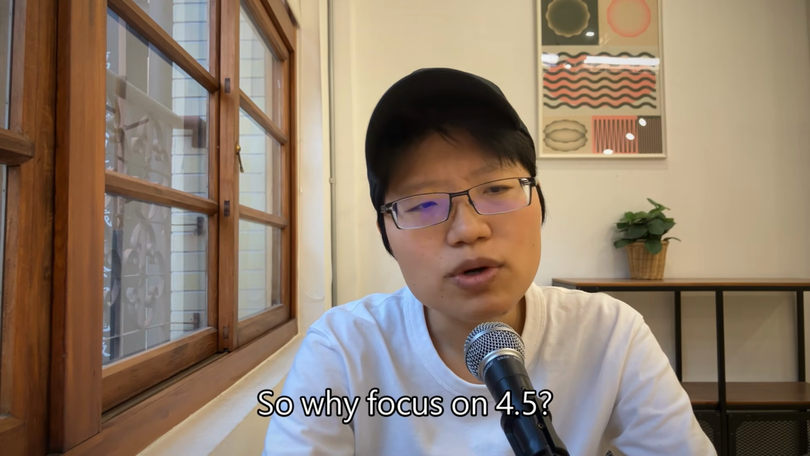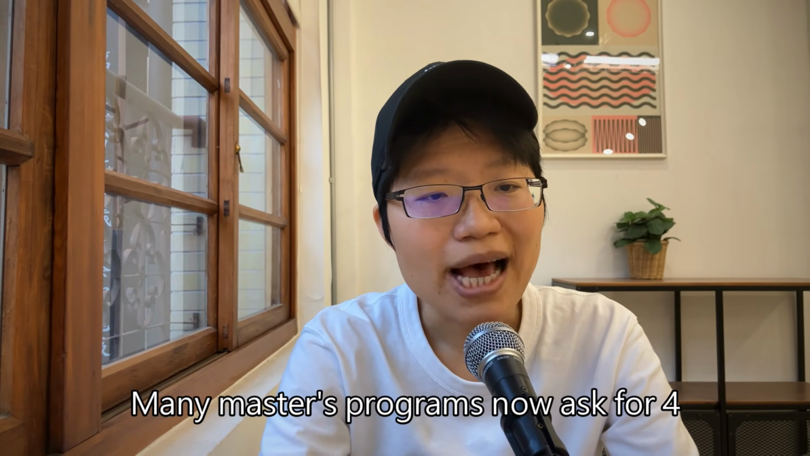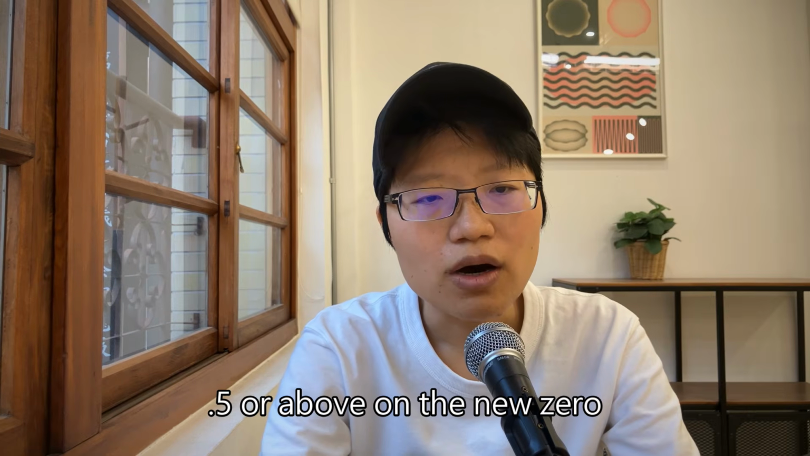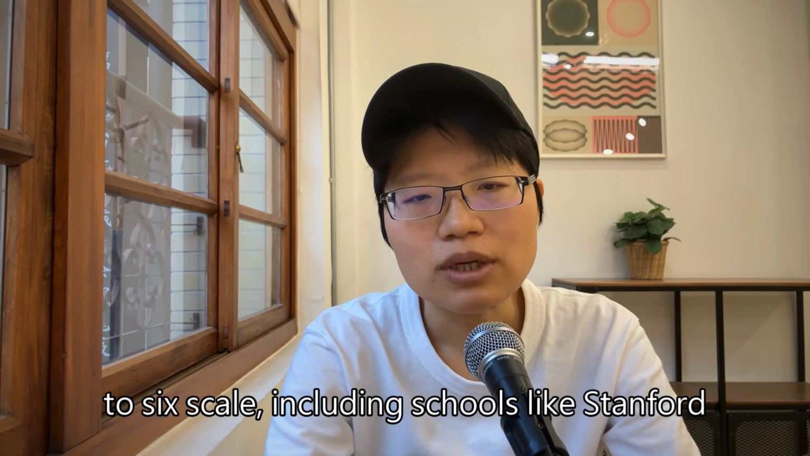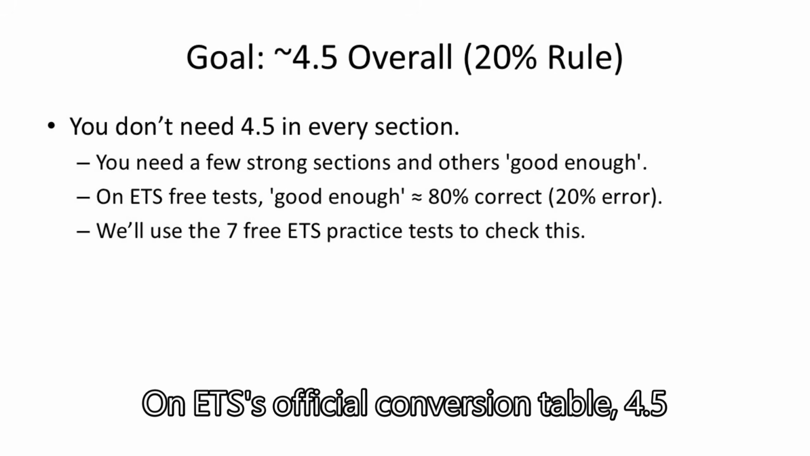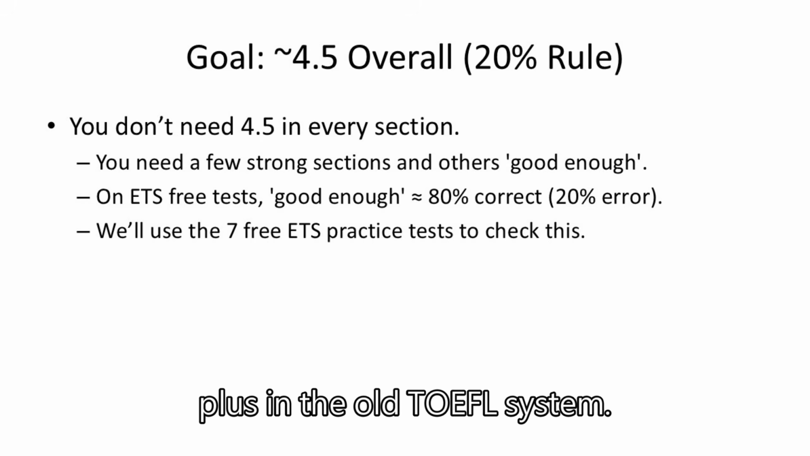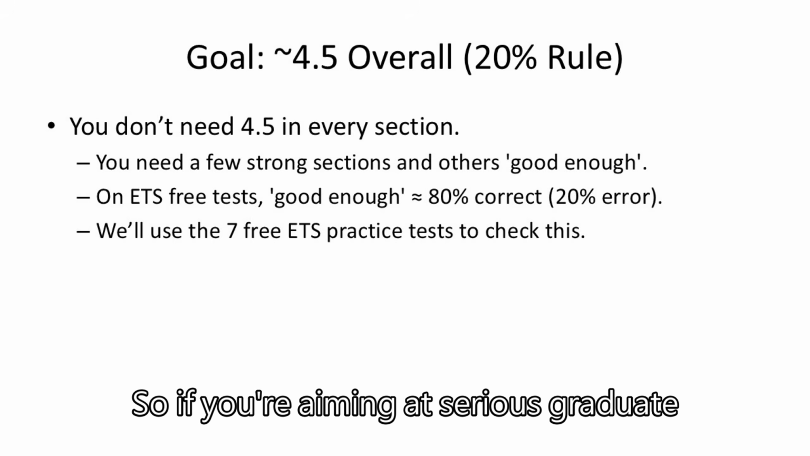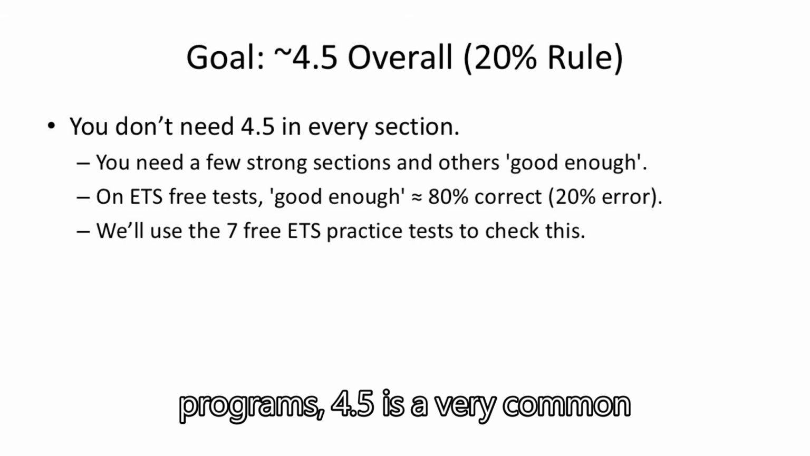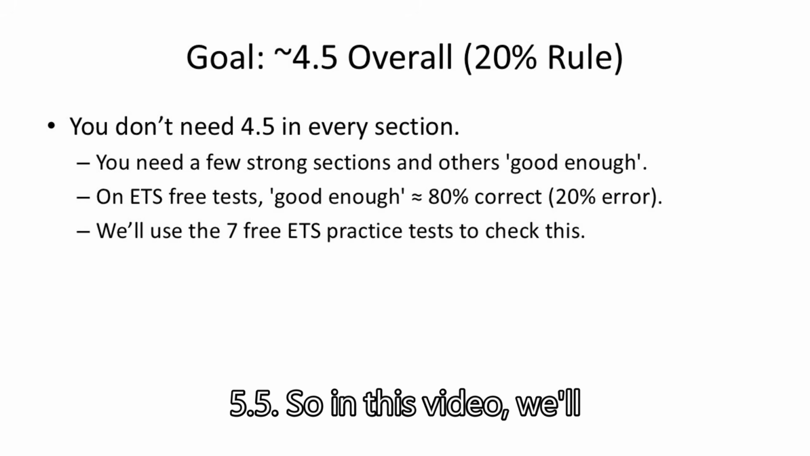So why focus on 4.5? Many master's programs now ask for 4.5 or above on the new 0 to 6 scale, including schools like Stanford and the University of Toronto. On ETS's official conversion table, 4.5 overall is roughly equal to about 86 plus in the old TOEFL system. So if you're aiming at serious graduate programs, 4.5 is a very common target. Some schools even ask for 5 or 5.5.